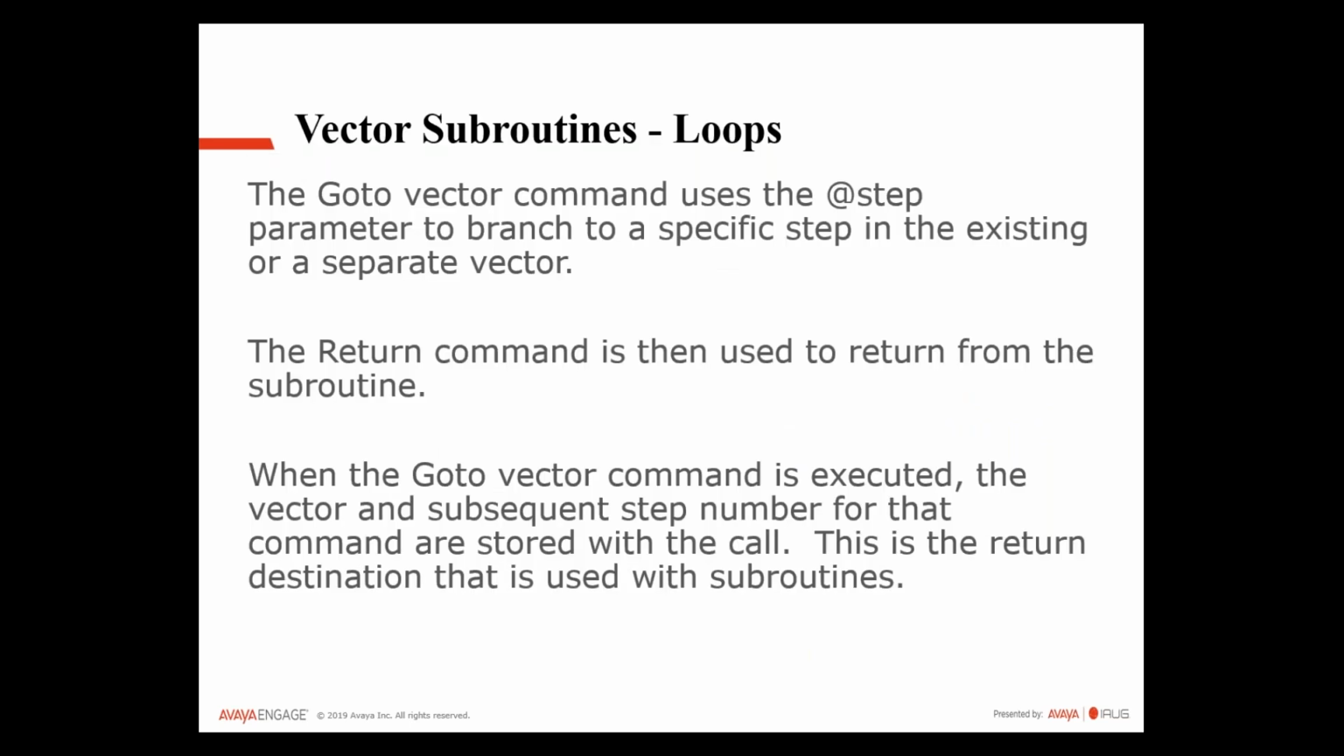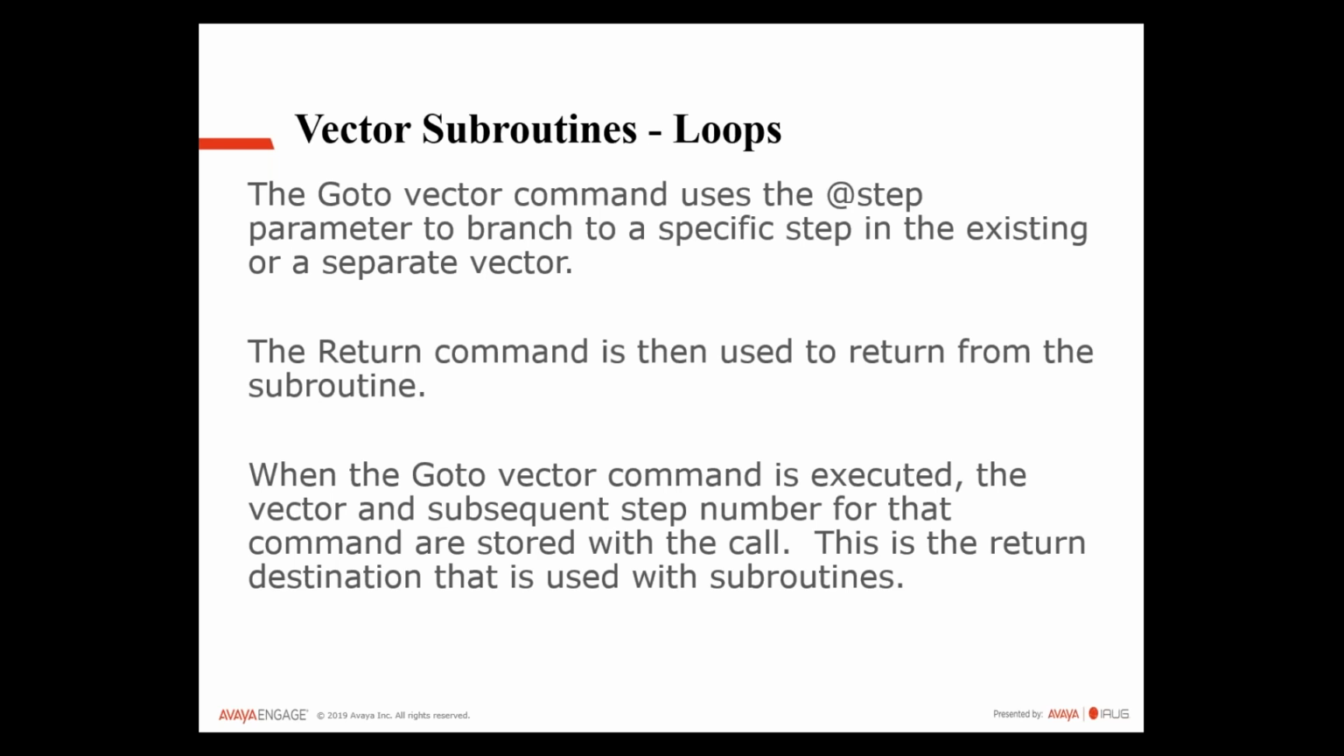So we can add subroutines. I started using subroutines when Avaya only gave us so many lines in a vector. So my vectors were getting very long because I was trying to check for so many different things. So using subroutines and loops allowed us to add essentially more vector steps to our original vector. Now we have a lot of different vector steps, so you wouldn't necessarily need to use a subroutine and loop. I still like to do it because to me it keeps it cleaner.